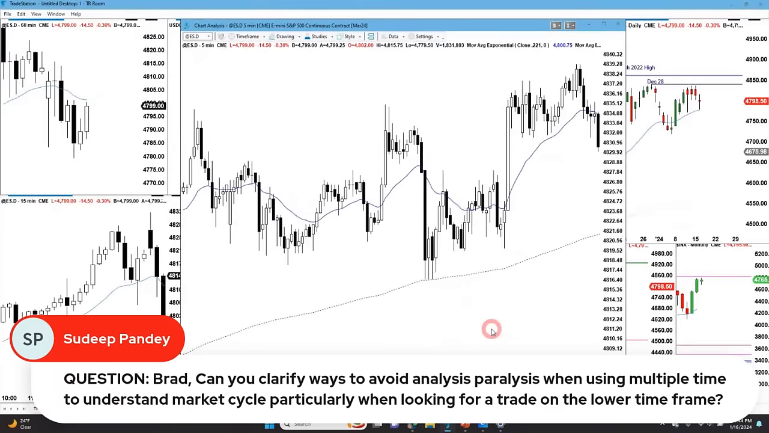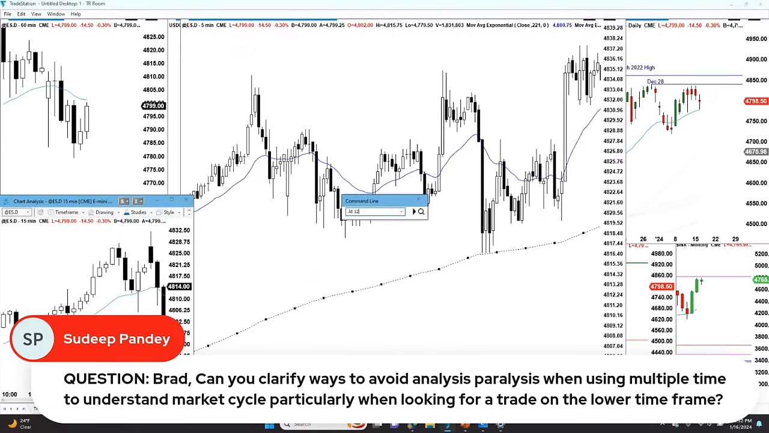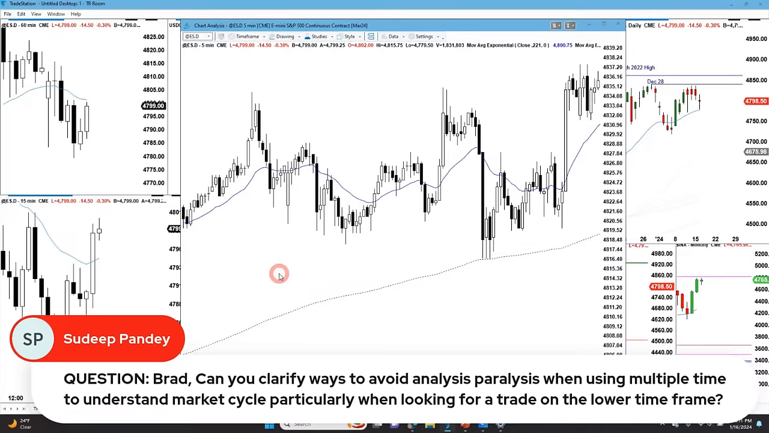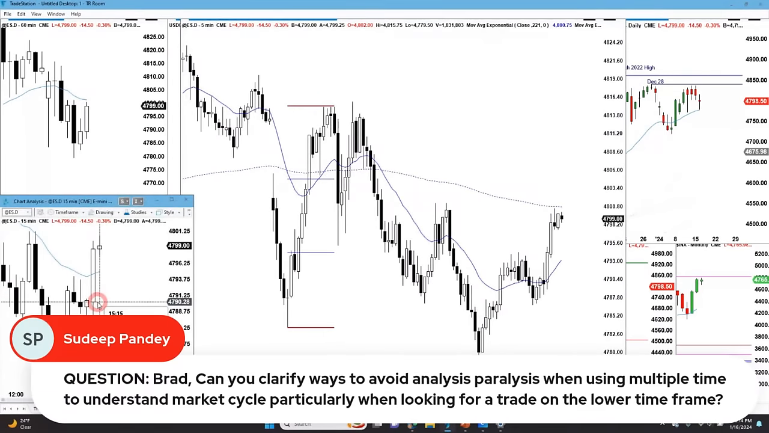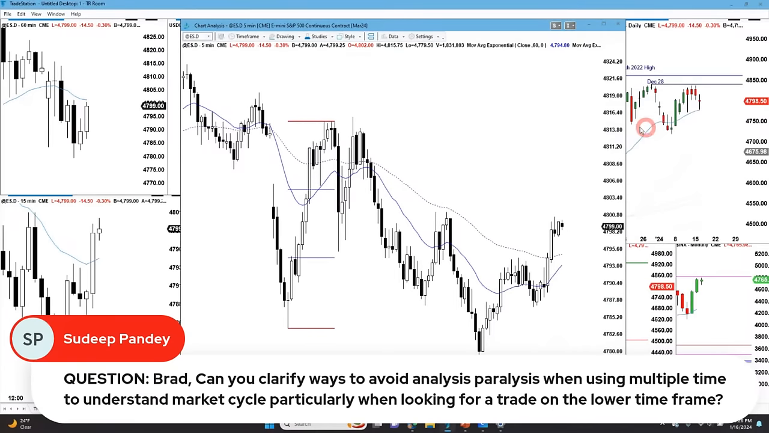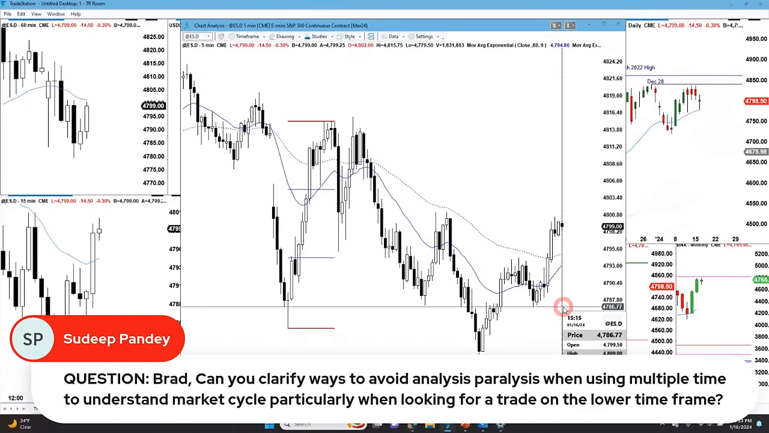So if I want to limit analysis paralysis and understand context, one of the things I can do is, let's try this. So 12/31. I'm going to pull up a chart here. And one thing we can do is, I forget what the number is. Maybe it's 60, give or take. Close of this bar, 95, 94.